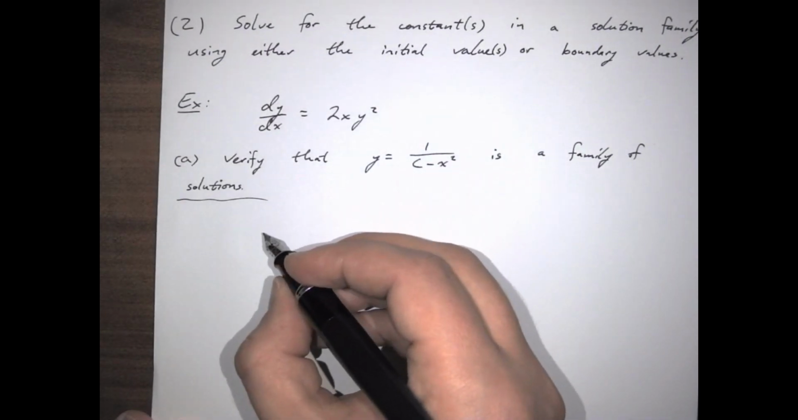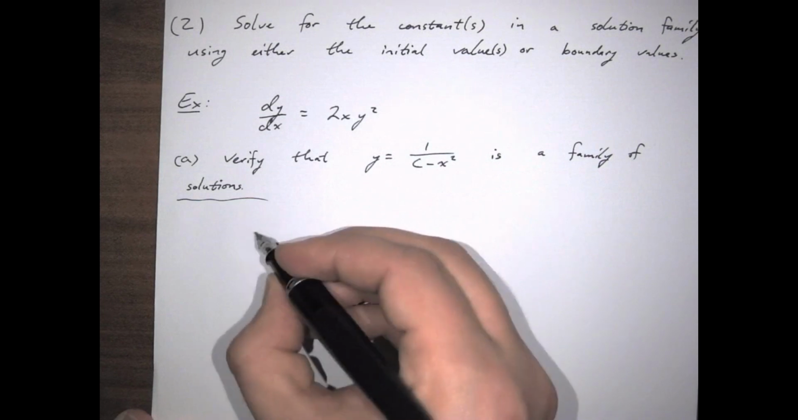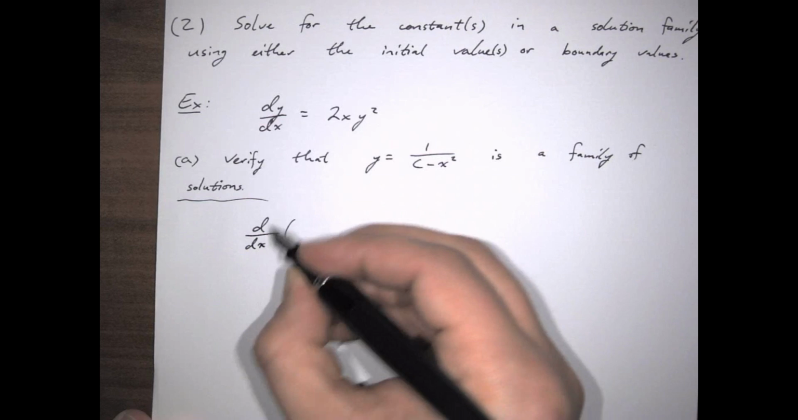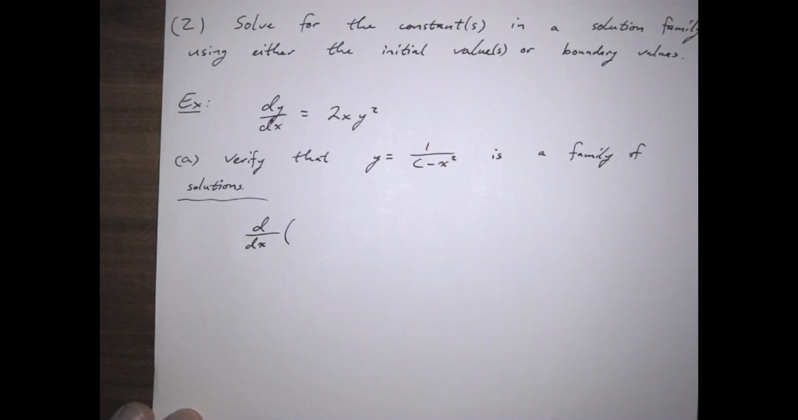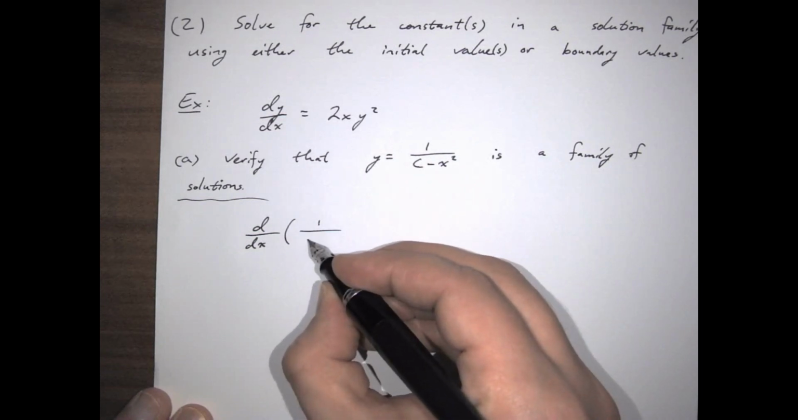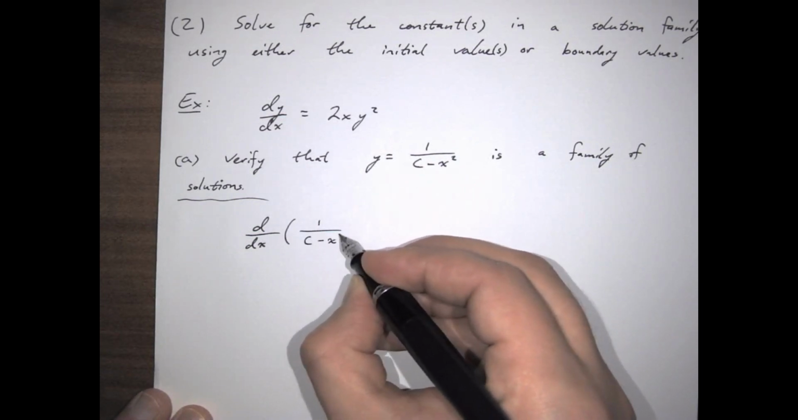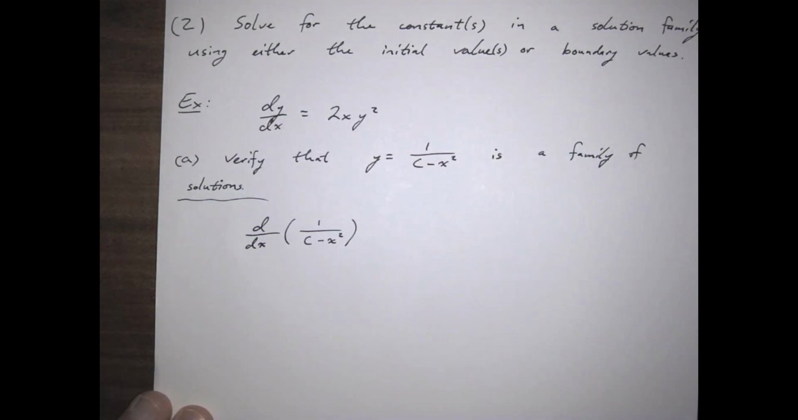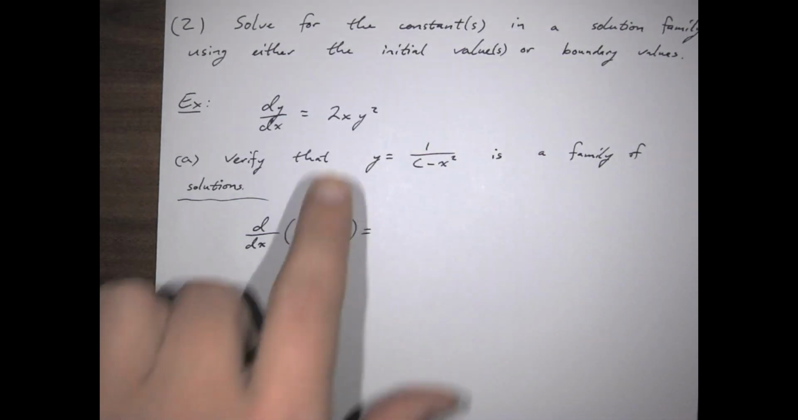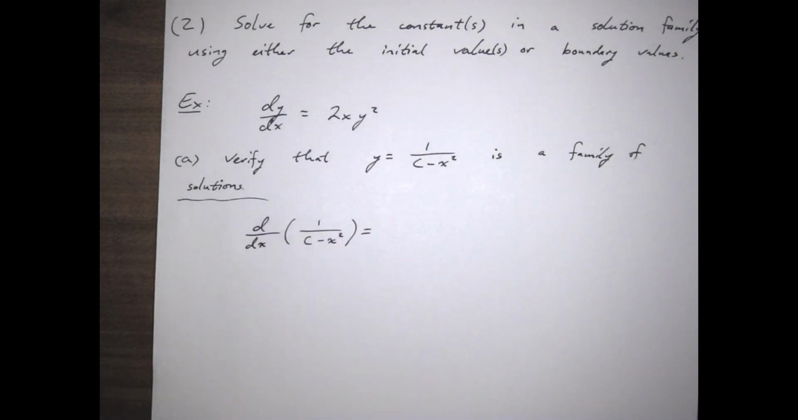Well, we start by actually taking the derivative. Remember, this notation means to take the derivative of what is about to follow. So we can take the derivative of what has been given to us, and we can attempt to check that it will match what we'll get over here on this side.